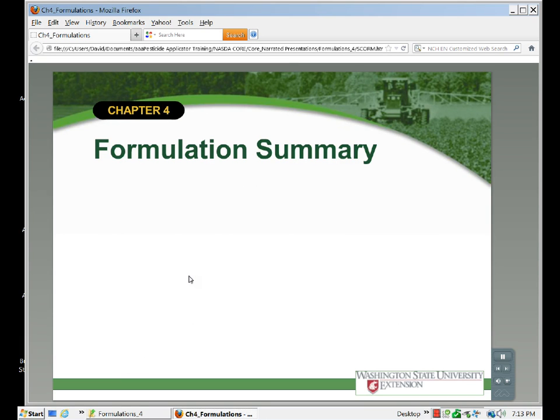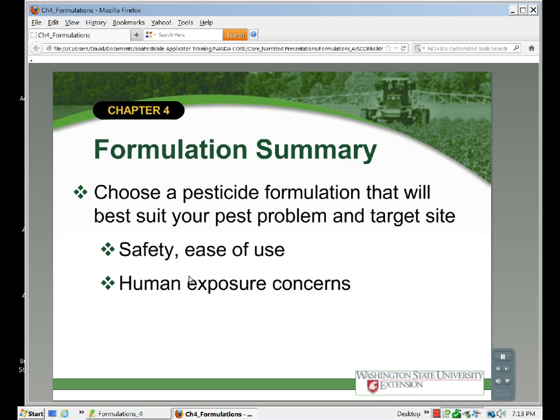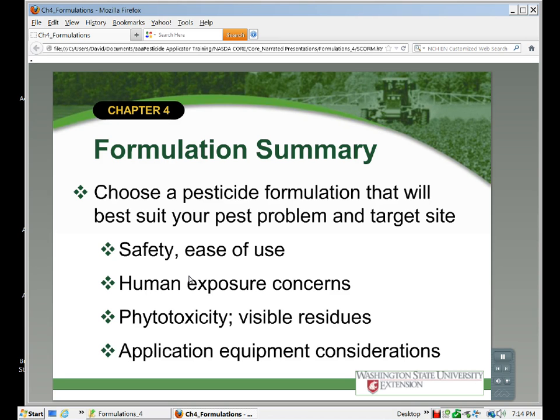There are several factors you need to consider when selecting a formulation. Ask yourself, how safe is it for you to handle? How easy is it to measure and mix? What are the concerns for human exposure? Does the formulation pose concerns for plant injury, or will residues be visible? And do you have the appropriate application equipment to apply the formulation?